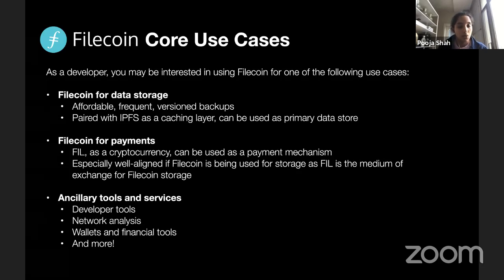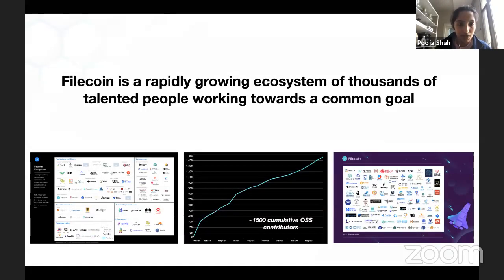And then the third is all the various tools and services around Filecoin that make it extremely useful for other developers and other participants in the ecosystem. We've seen dozens of these over the last few months that are just invaluable. They include developer tools to make it easier for other developers to build their applications. There are network analysis tools like chain explorers and chain state databases that expose queryable APIs, things like that. There are also wallets and financial tools, and a lot more. So yeah, those are some of the core use cases.